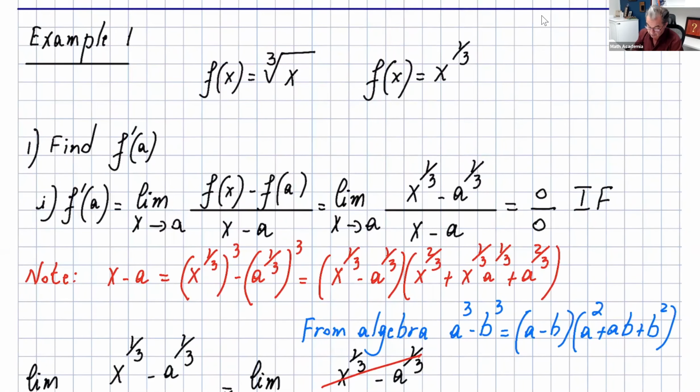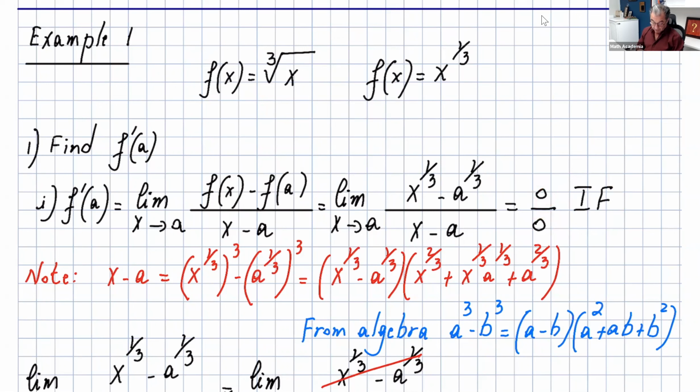Let's say we have this function f of x equals cube root of x, and we know that cube root of x is the same thing as x to the power of 1/3. And we want to find f prime of x. I did this two ways. One that's easier is to use this limit as x approaches a of f of x minus f of a over x minus a. If you try to find the limit, the top is going to be 0 and the bottom is going to be 0, so it's indeterminate form.